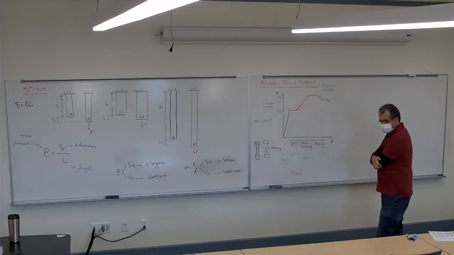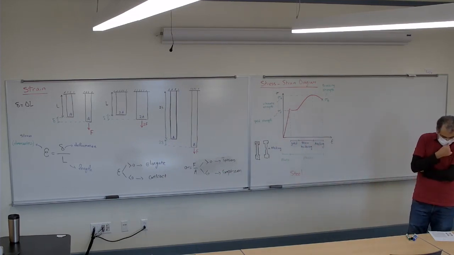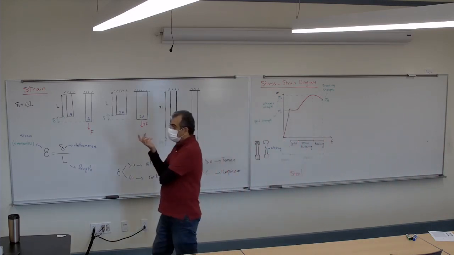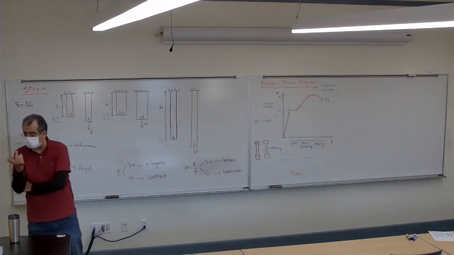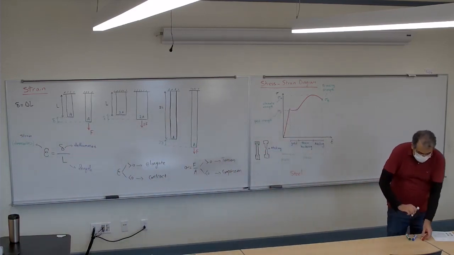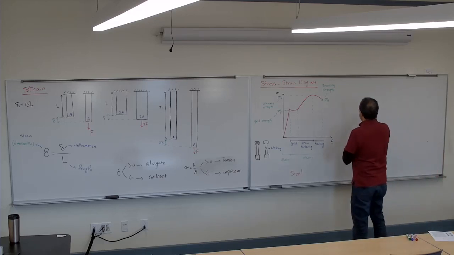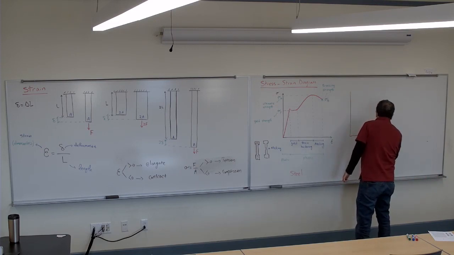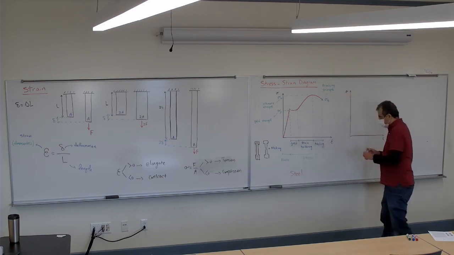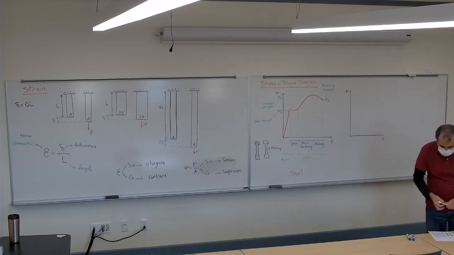So if I change the material to another material, the next one that the book has is aluminum. What happens to the aluminum? I'm going to draw it here, and the sigma here is strain. Let me draw what's happening to the aluminum.